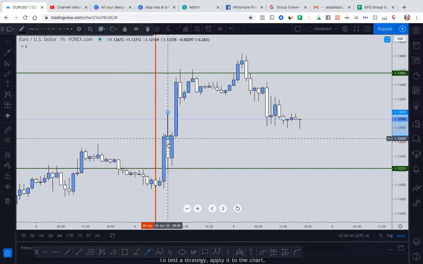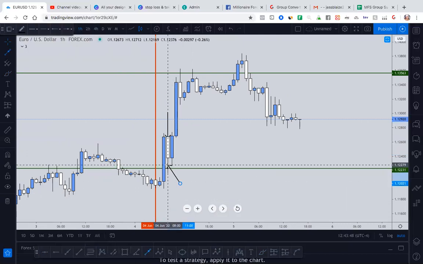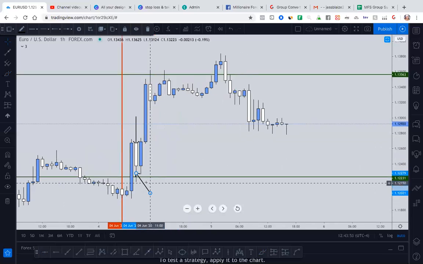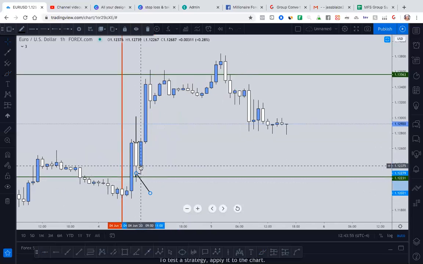This was the candle. This was the candle that rejected the key level. You can see, look at that wick. It rejected and it closed above. So now what you want to do is get in on that next candle.